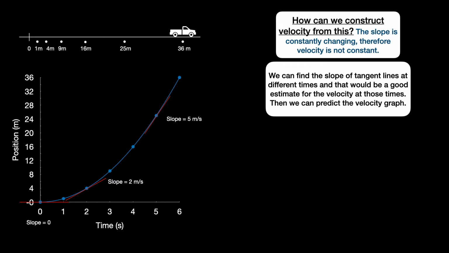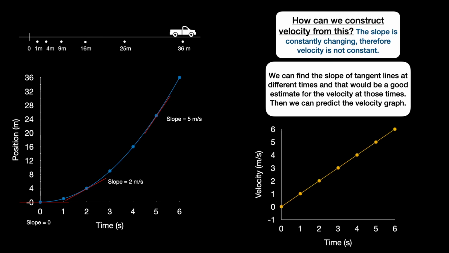And it looks like the slope is linear, right? It's increasing by 1 meter per second every second is what it looks like. At 0, it's 0. At 2 seconds, it's 2 meters per second. At 5 seconds, it's 5 meters per second. And so that means that the graph for velocity versus time must be linear, right? So that's what the graph for velocity versus time in this case would look like.